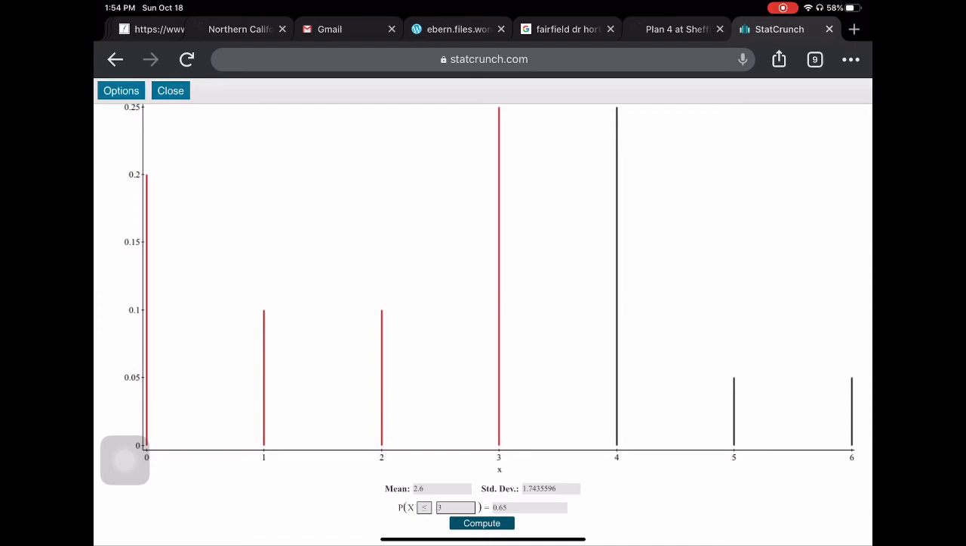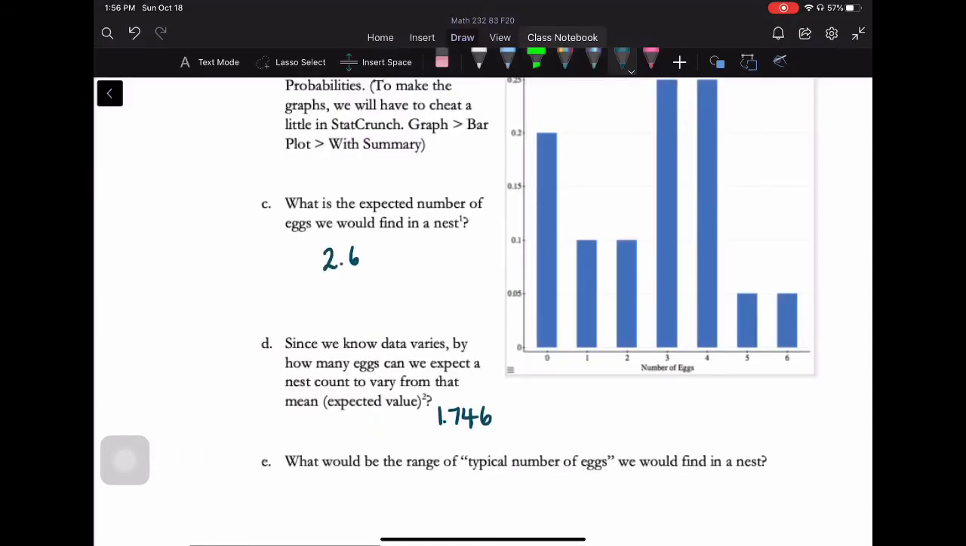Let's go back to our notes. Our range of typical values, this is given at the bottom of the page on page 98. Remember, it recalls back that we can use a standard deviation. We can take the mean minus 1 times the standard deviation and the mean plus 1 times the standard deviation to get this range of typical values. If we take 2.6 minus 1.746, we're going to get 0.854. And if we do 2.6 plus 1.746, we get 4.346.